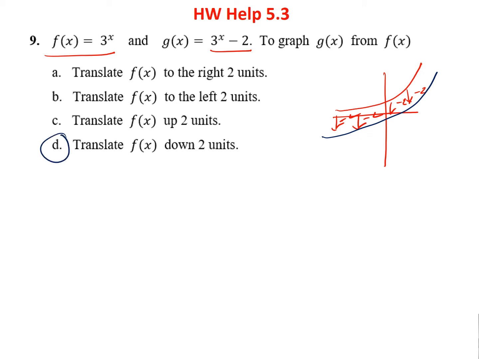And the answer is D. Not right 2, left 2, up 2, or down 2. Minus 2 is down 2. If it were plus 2, it would be up 2.